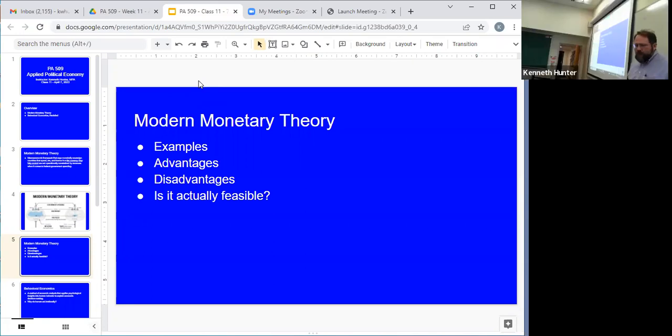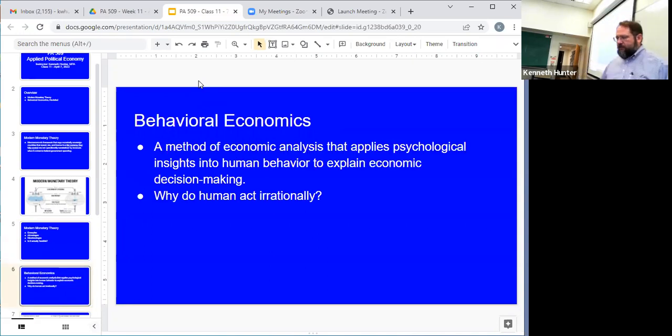Okay. So I hope this was a good overview and gave you some better understanding of what we are talking about with respect to MMT. Next, we're going to talk about behavioral economics.